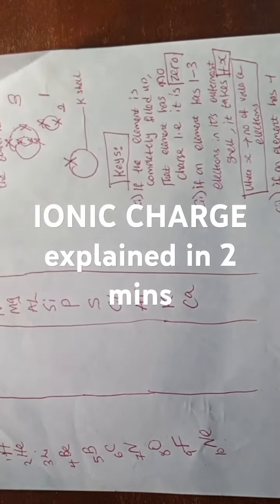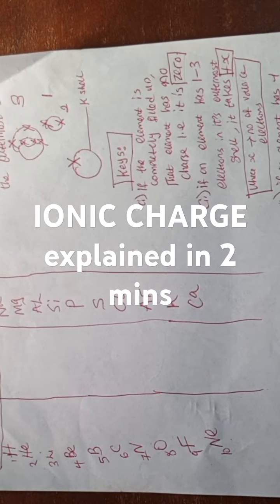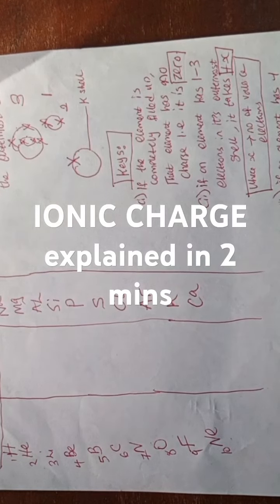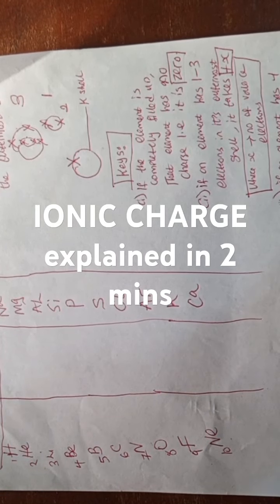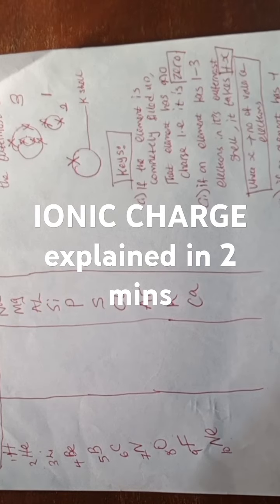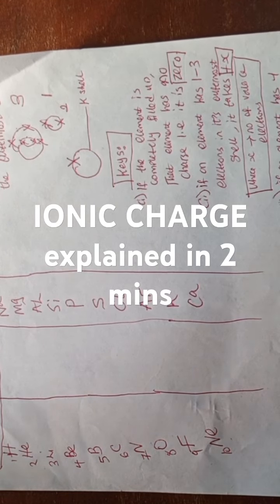All right. Now let's start. Now I said if an element is completely filled up, that element has no charge. That means the charge is 0. So some elements, when we draw the structure and the electrons, the shell seems to be completely filled up, you already know automatically that element has a charge of what? 0. Are we together?